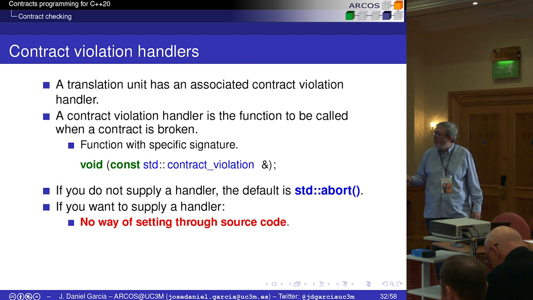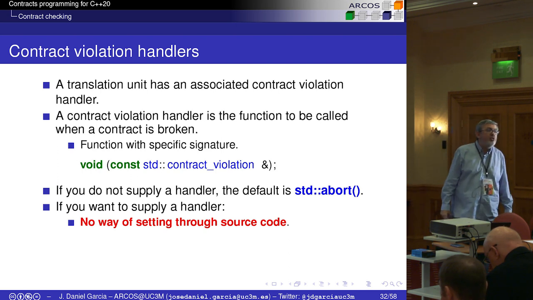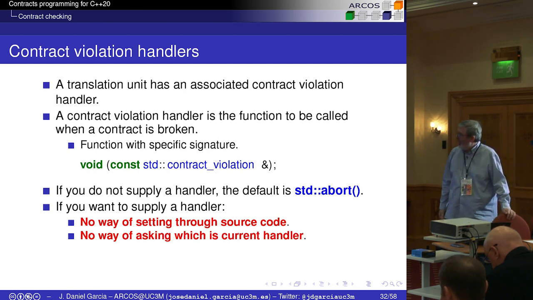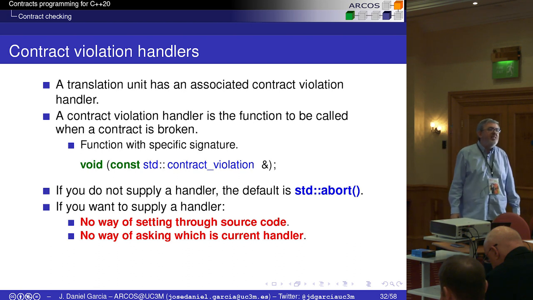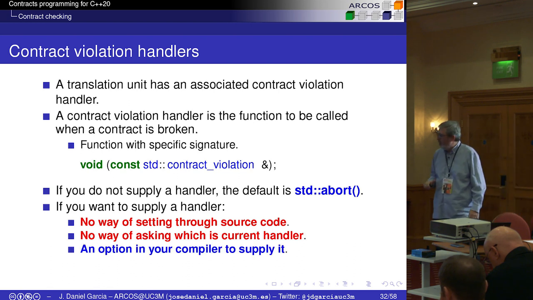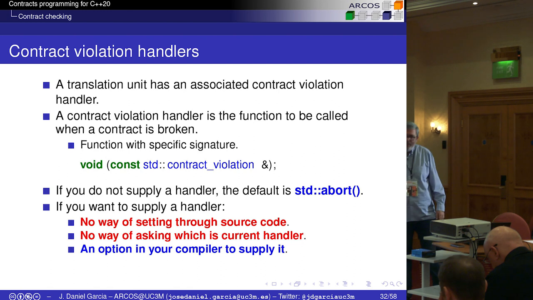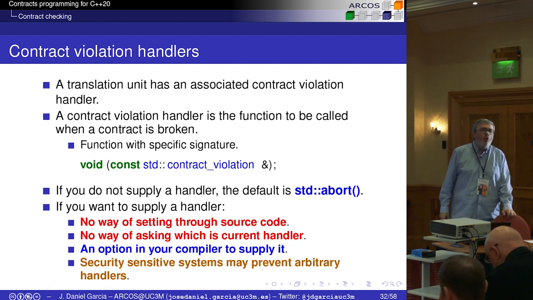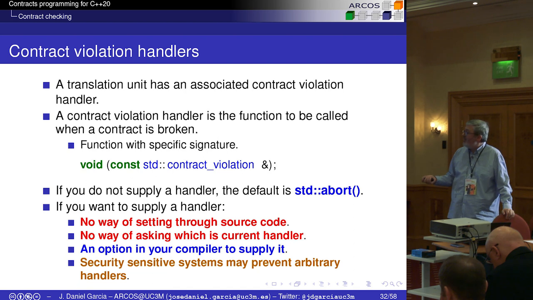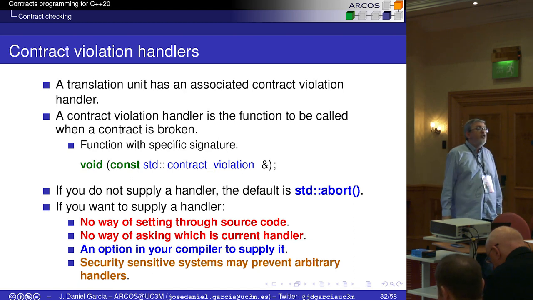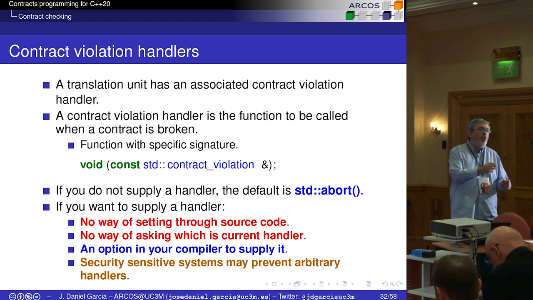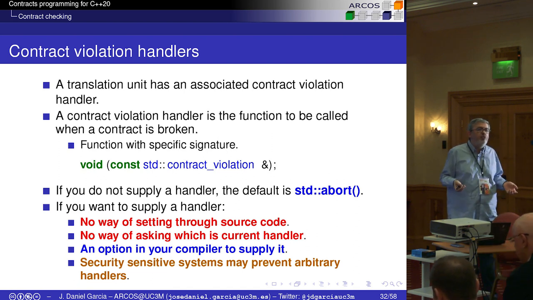But there is no programmatic way to set the handler in the source code. This must be set by the build system, and there is no way of asking which is the handler. So you cannot play tricks about handlers in your source code. It's an option in your compiler to supply it. And we expect that security-sensitive systems would prevent you from installing an arbitrary handler and will give you only some choices, while in many other situations, you will be able to write your own function and supply that function.